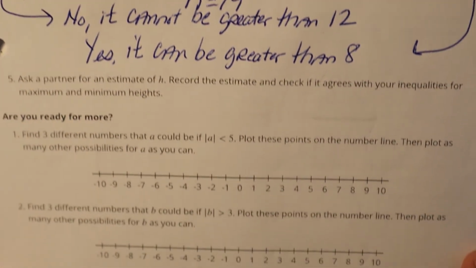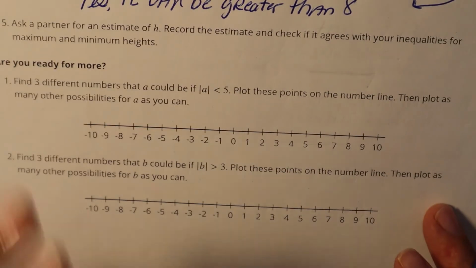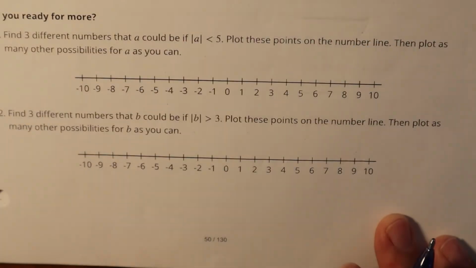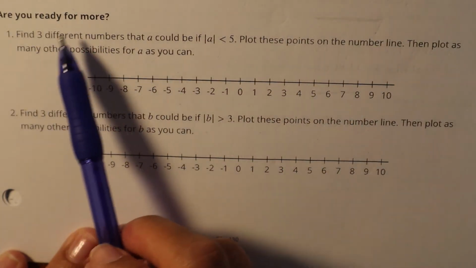Okay, and we're going to do Are You Ready for More? Because guess what? It's really not that hard. Oh, we're not doing 5. Cross out 5. Not doing 5. That's a partner activity. We don't have partners today. Okay, we'll do Are You Ready for More?